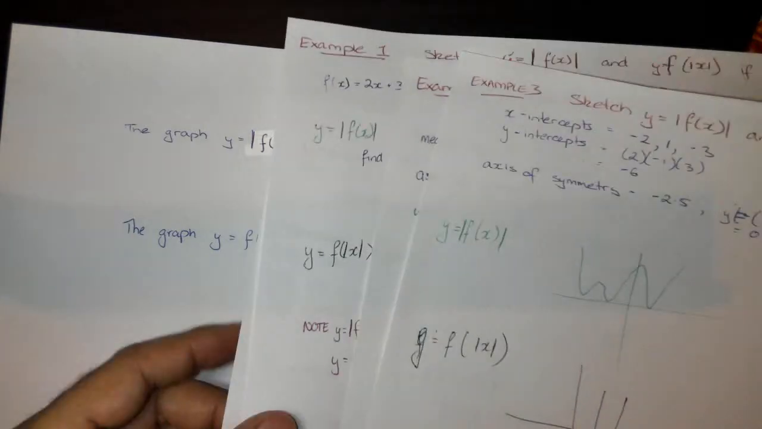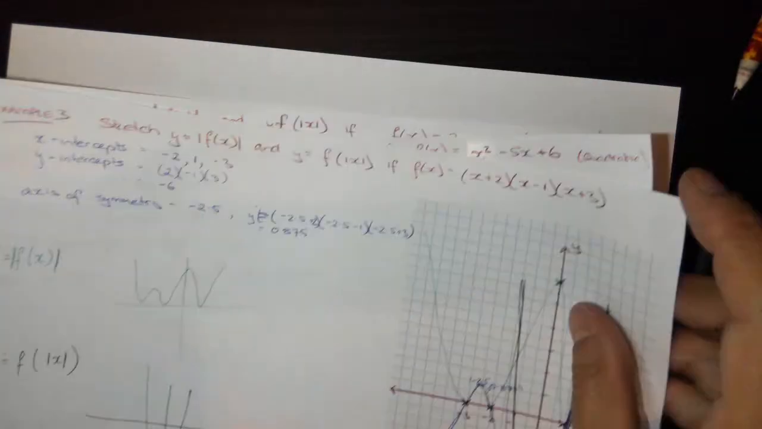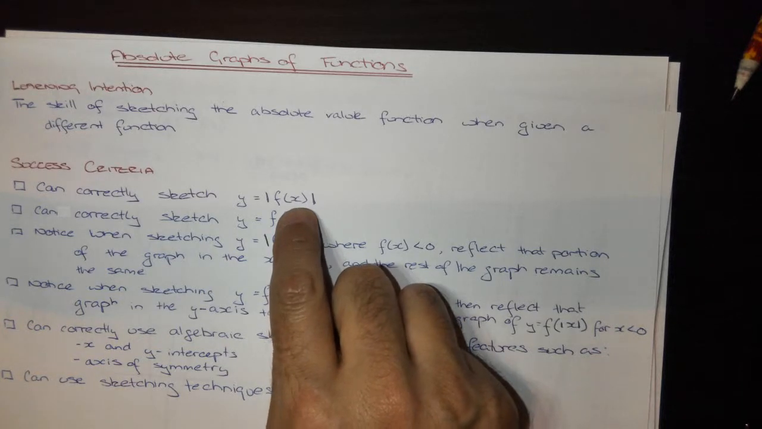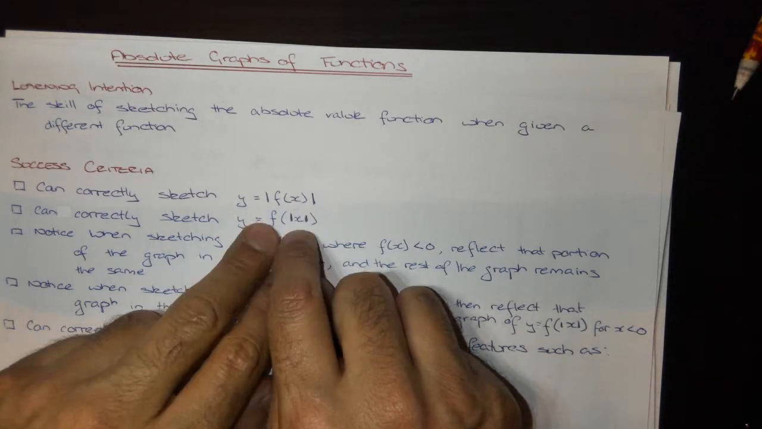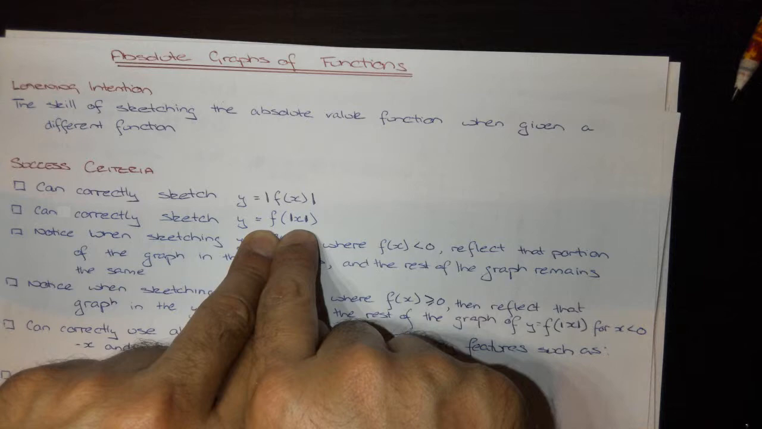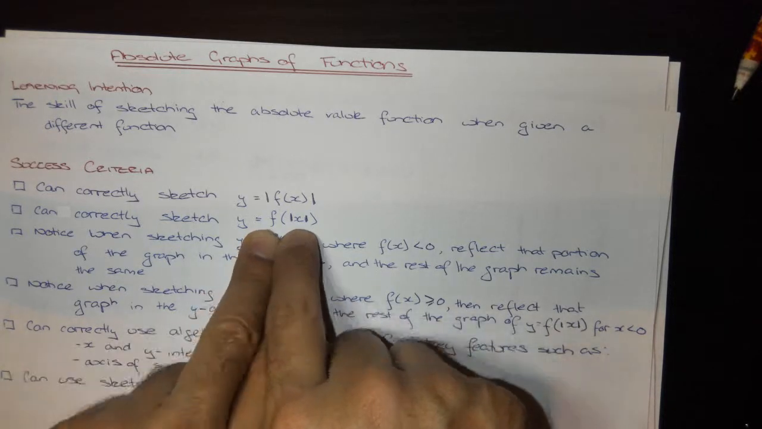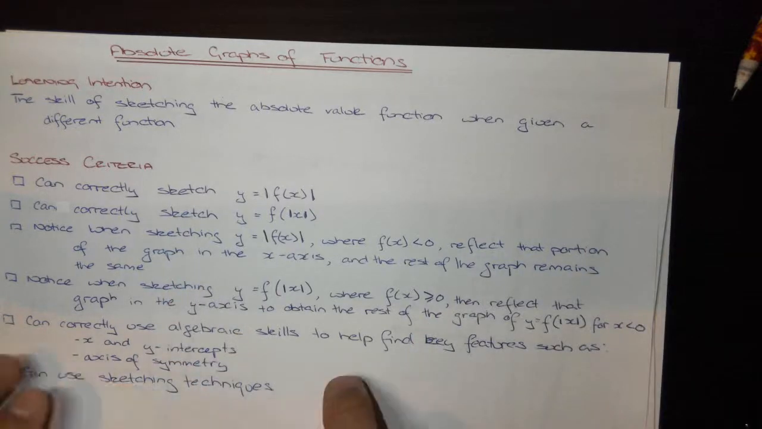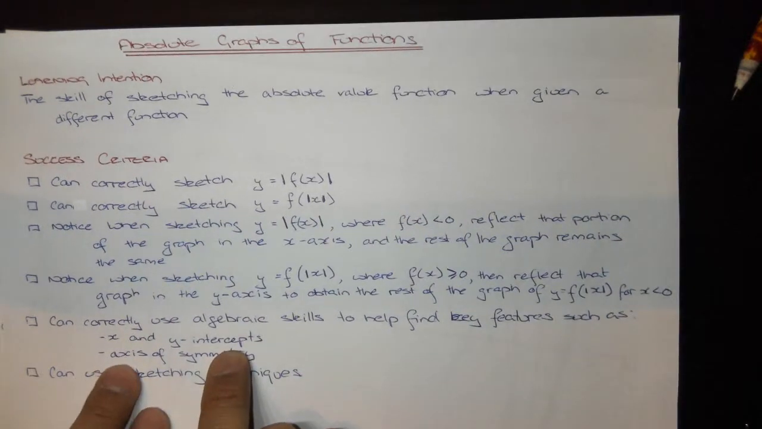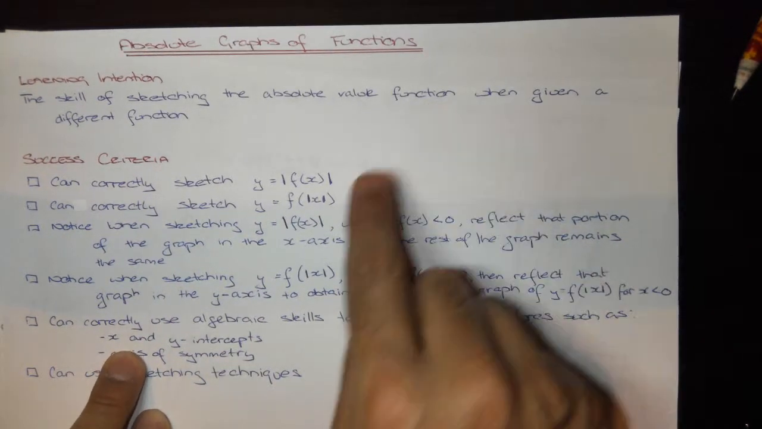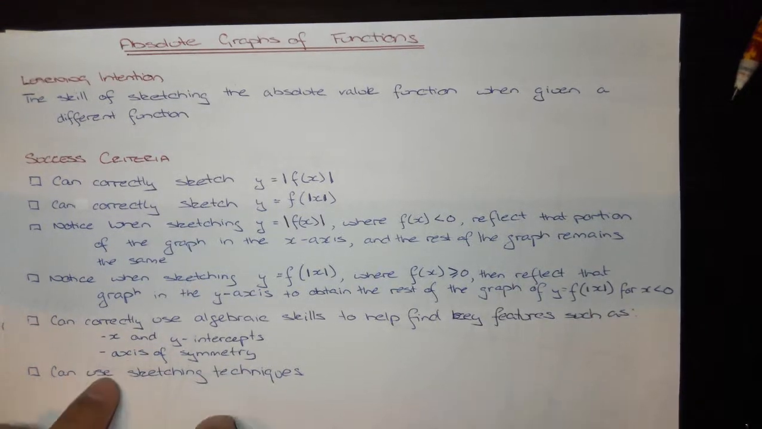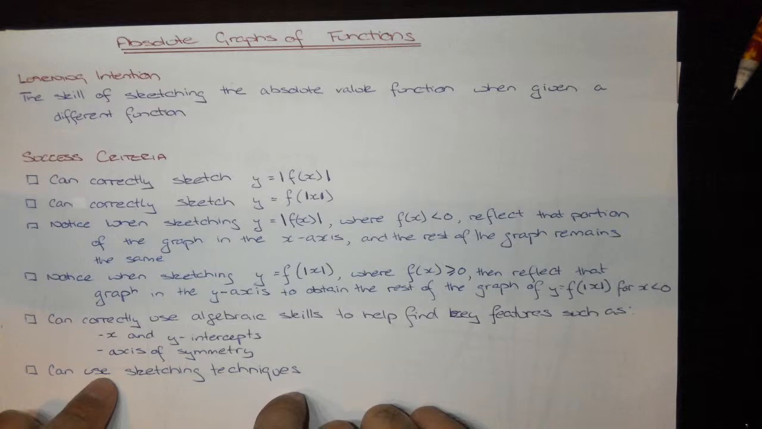So looking back at our success criteria, we should be able to correctly sketch f of x, the absolute of f of x, f of absolute x, and know which one swaps over which, x or y axes. You need to be able to find your x and y intercepts for your normal function, your axis of symmetry, which is the average of both, and use our sketching techniques to figure that out.